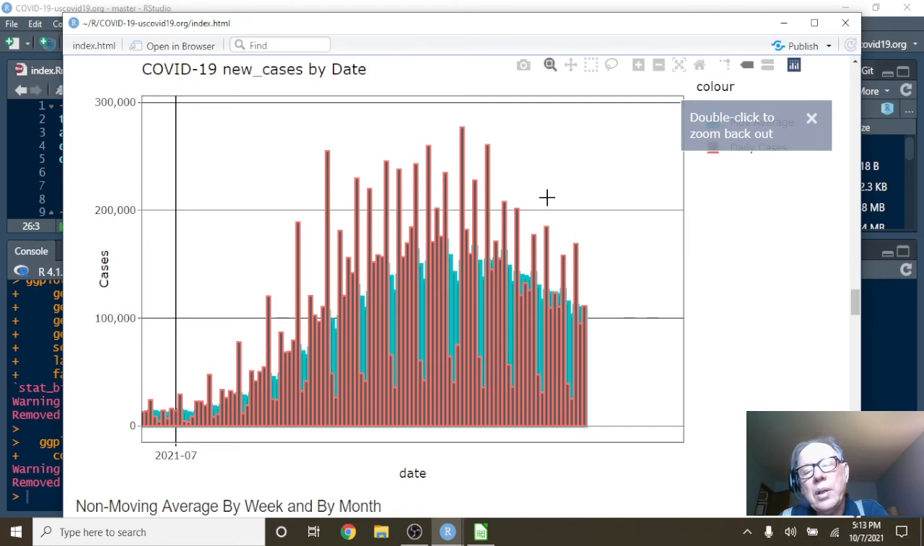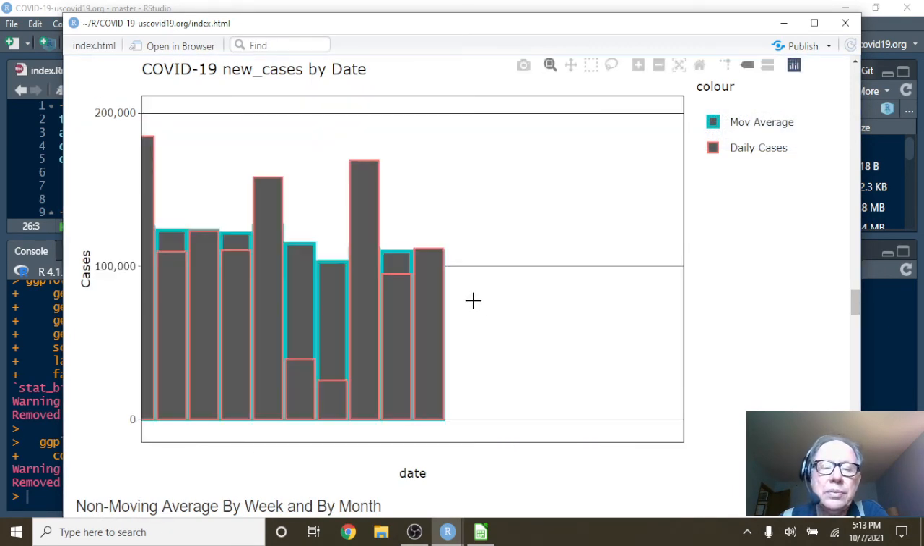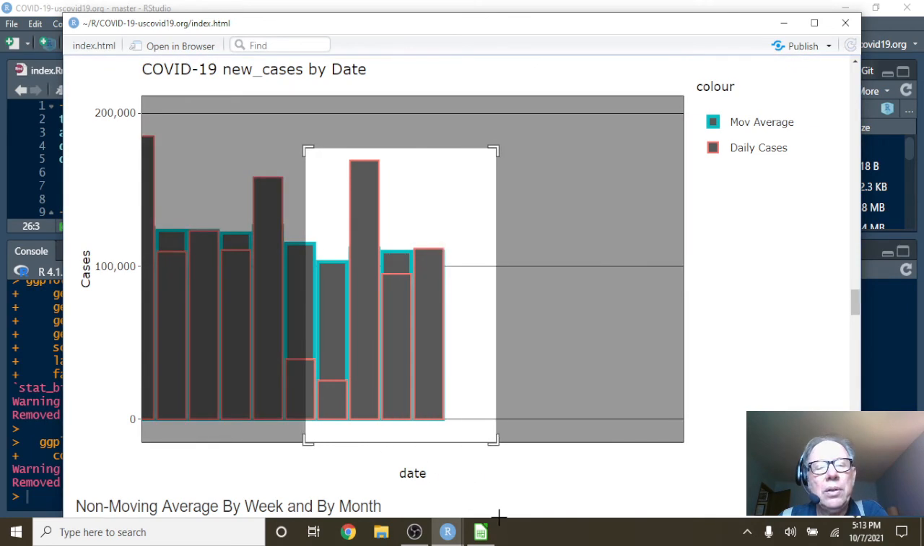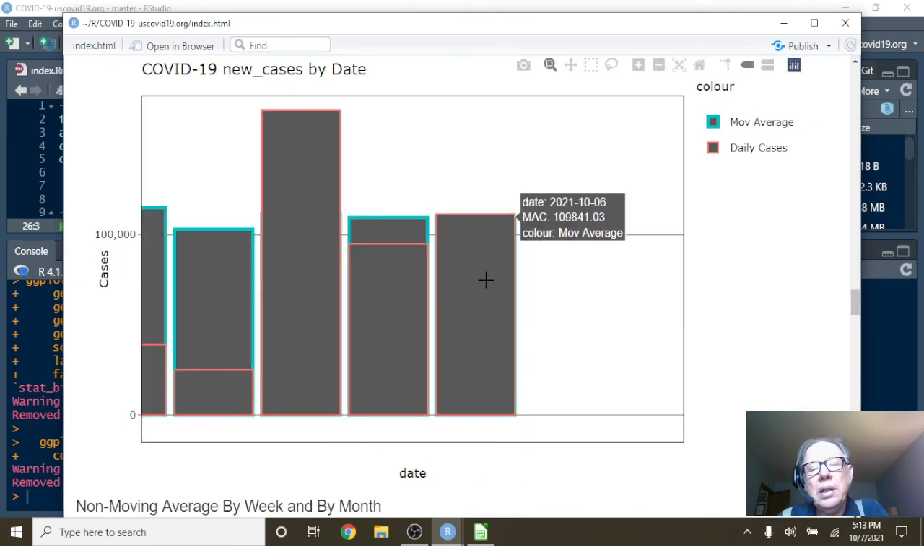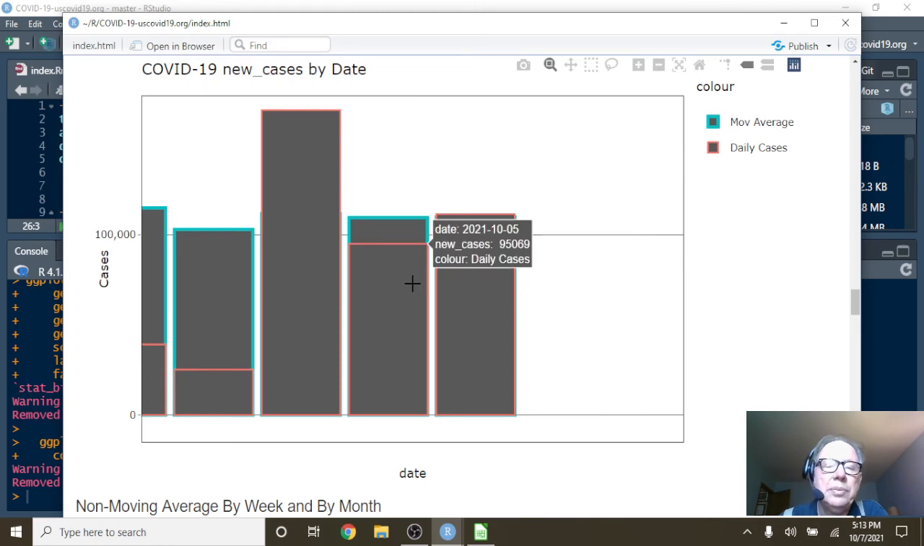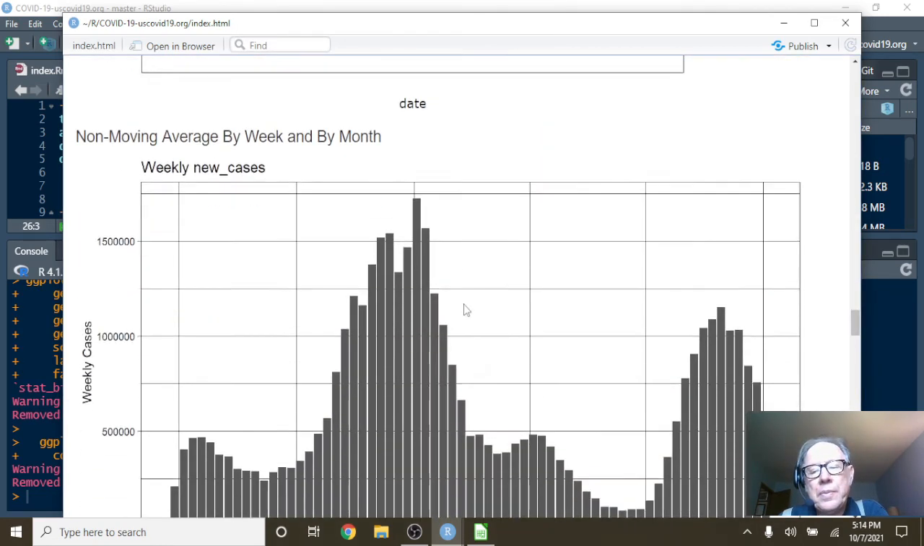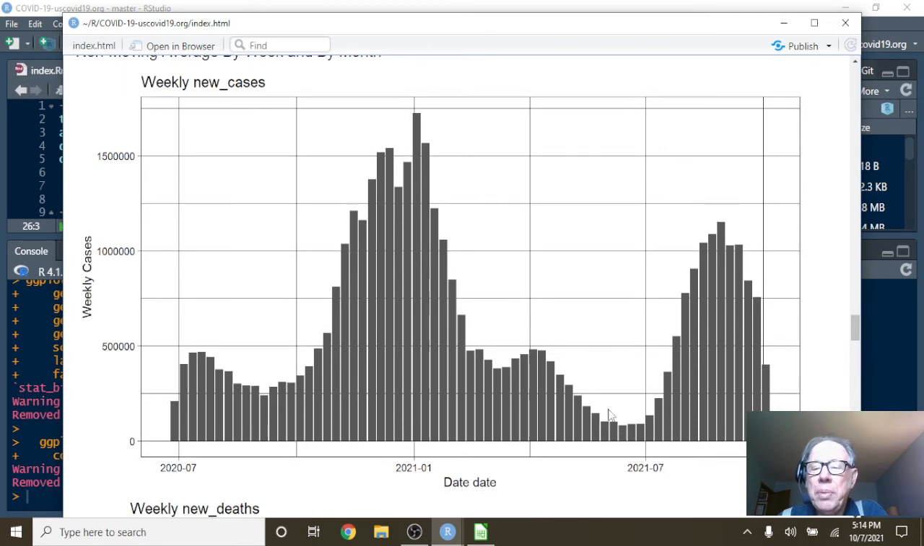okay, what you can see is, well, we zoomed in here a little more, see if we can find the real numbers here. So anyway, as you can see, there are numbers behind there, but as of October the 6th, we were averaging 109,841 cases per day. Okay, this is weekly cases. How many of these people were vaccinated? Was this the Delta variant? I'm sure that's the reason being given, but was it really?